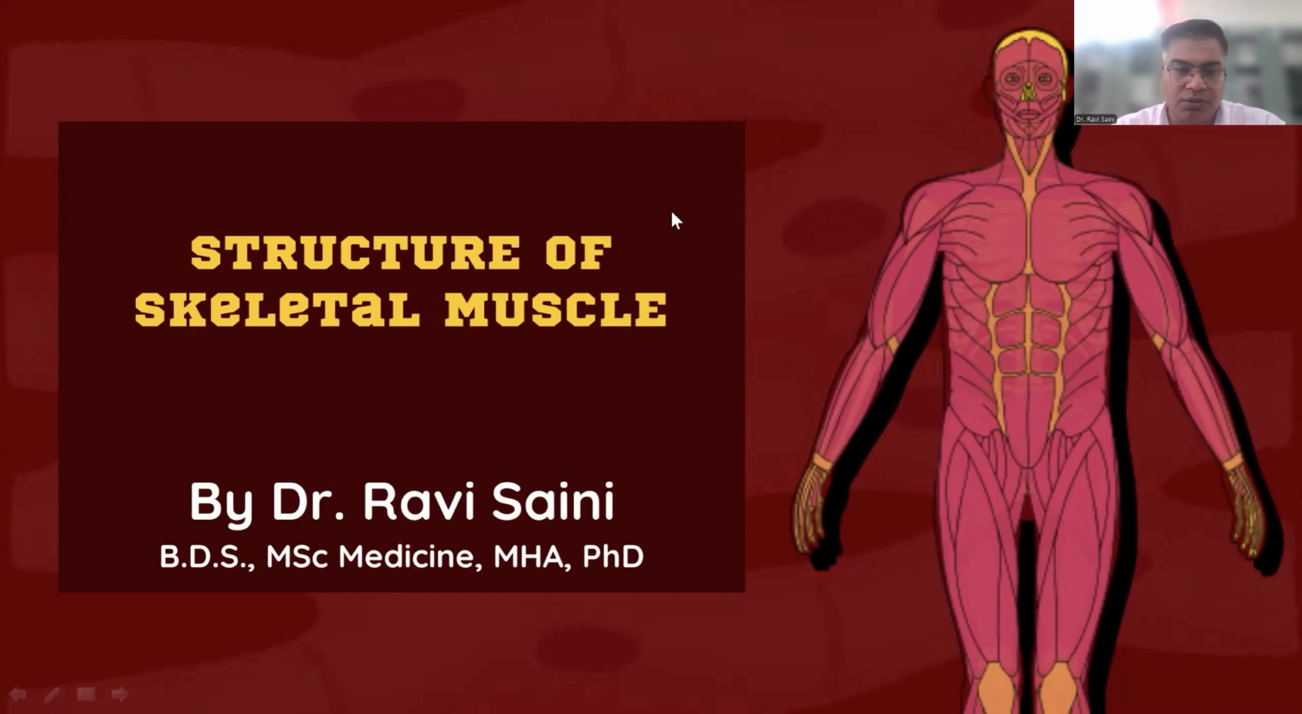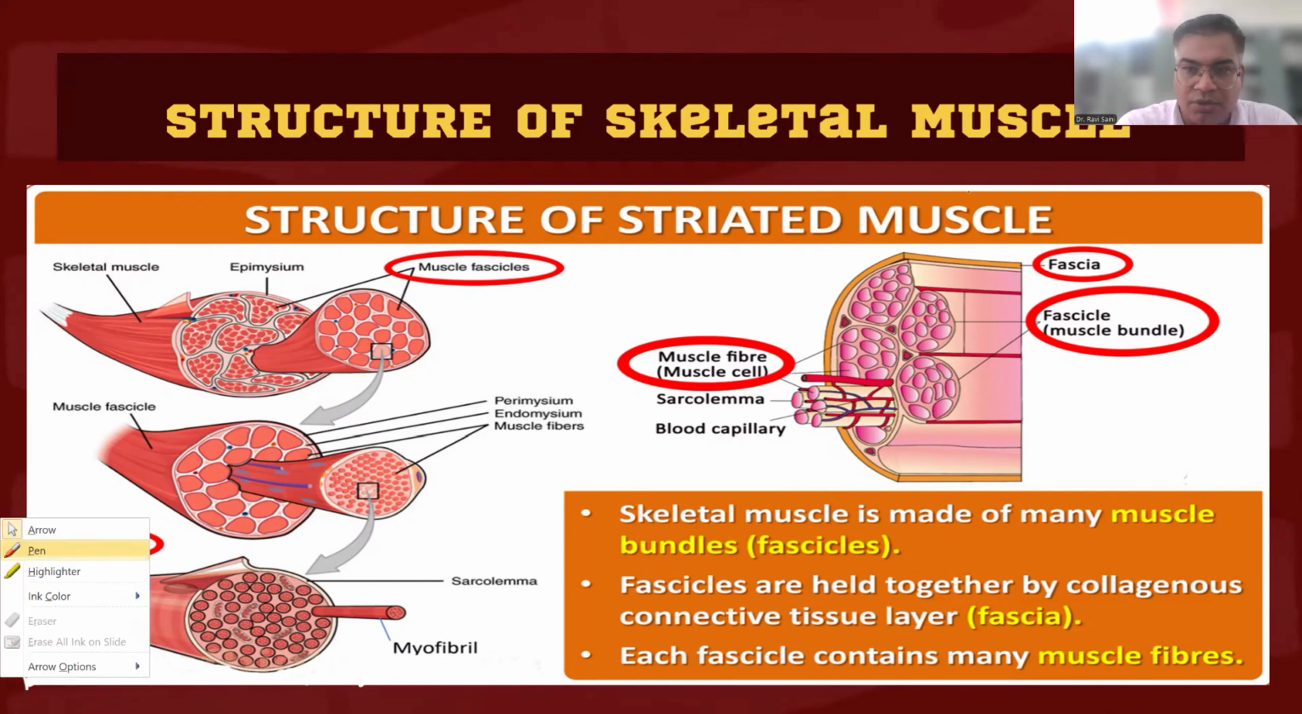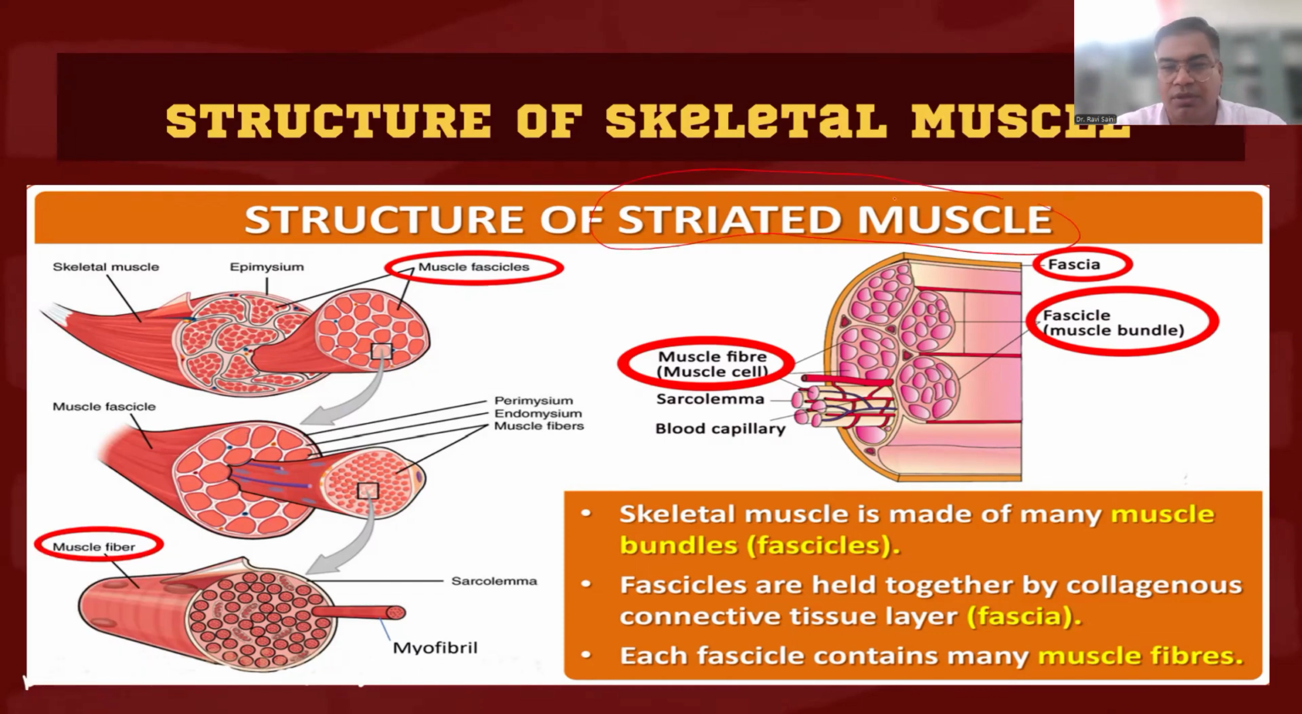Now come to the skeletal muscles. Here we are calling them striated muscles because they have striations. They have alternate light and dark bands. Because of the presence of these alternate light and dark bands, these muscles are called striated muscles. Another name is skeletal muscles, because these muscles are associated with the bone and help in various movements of limbs. So we call them skeletal muscles as well.